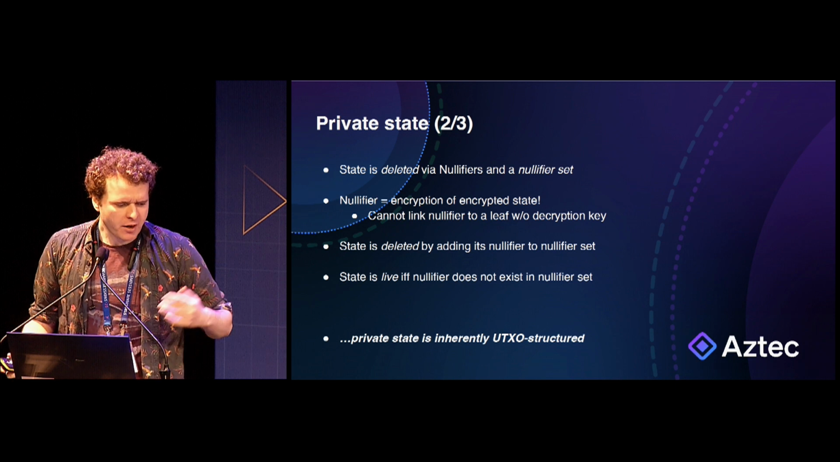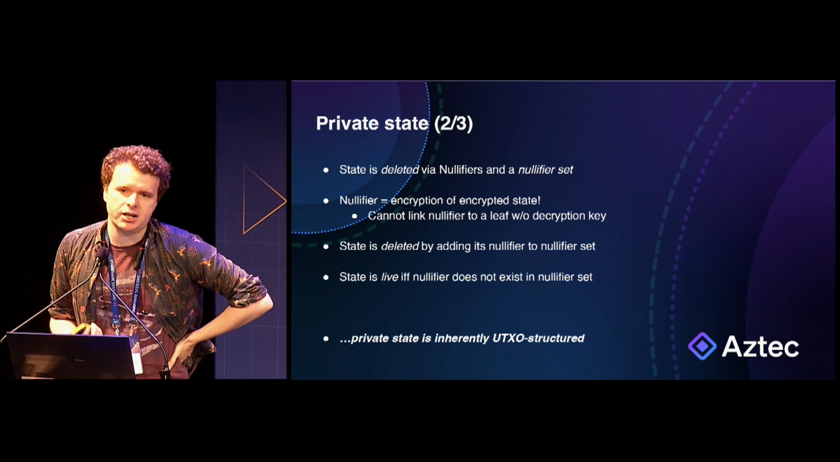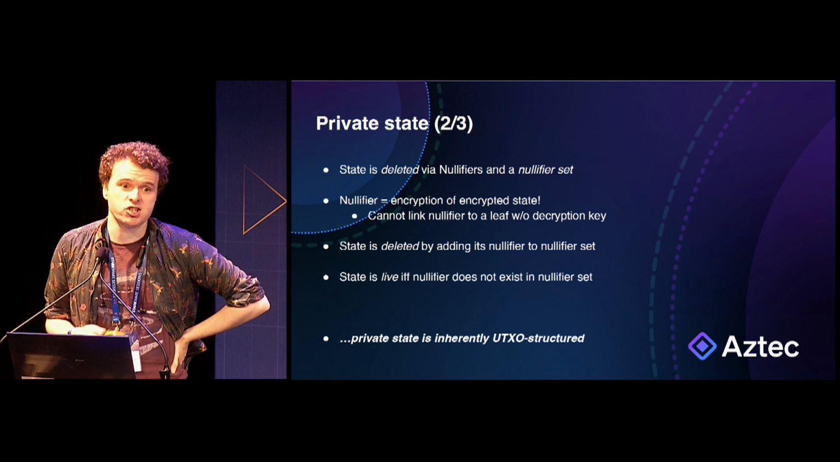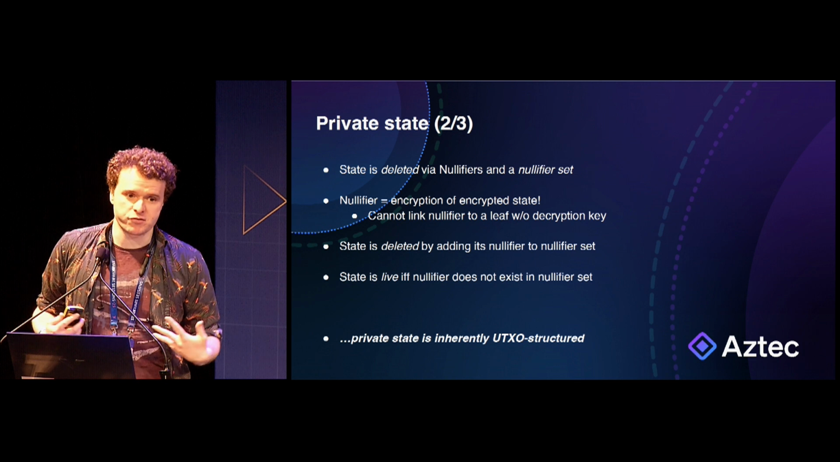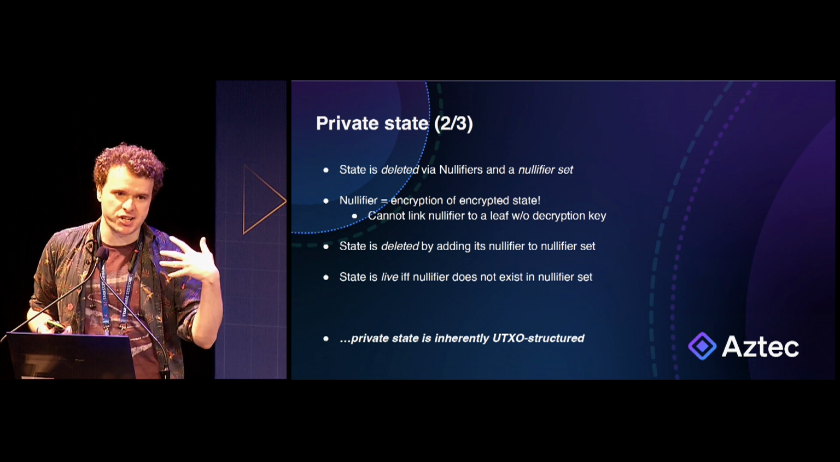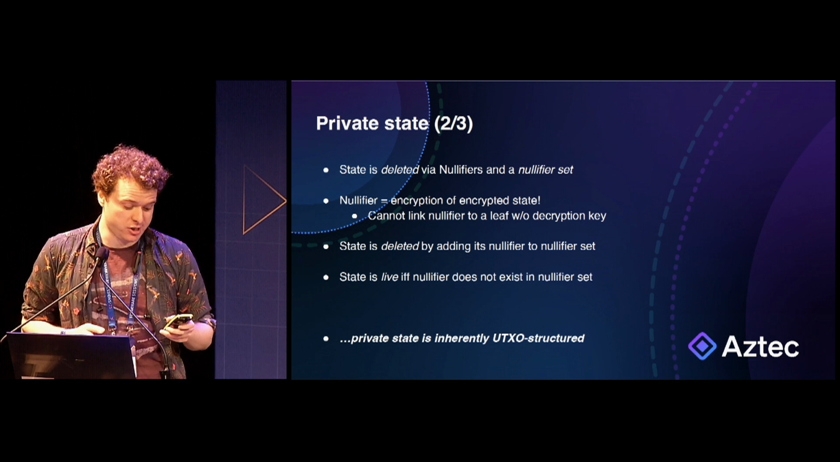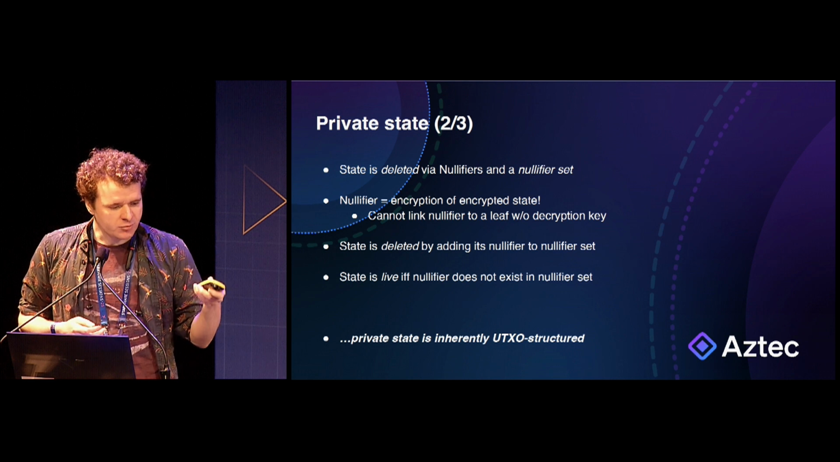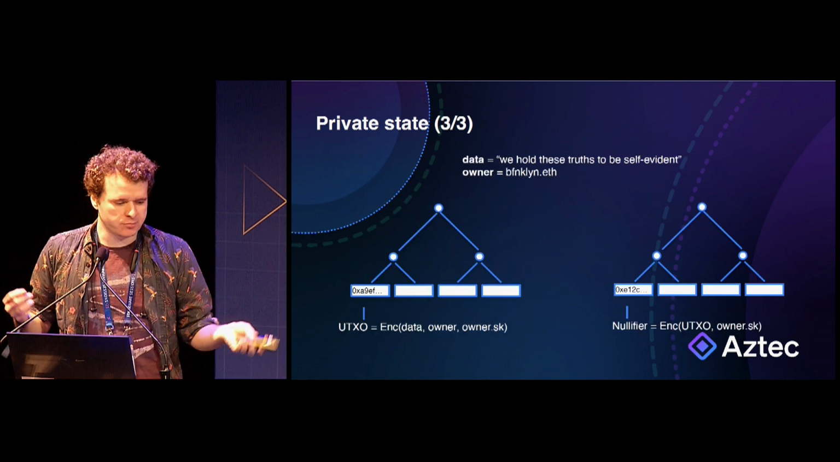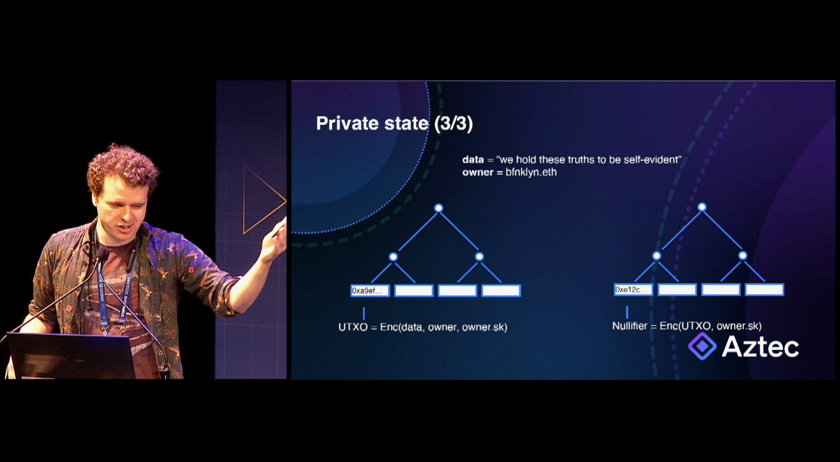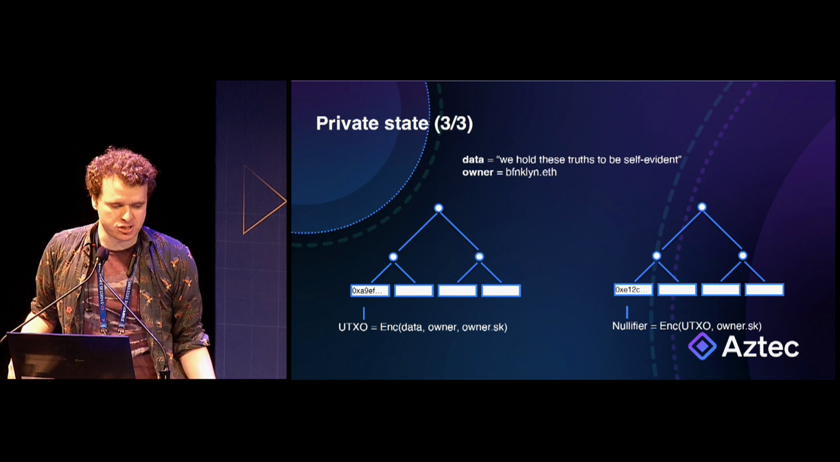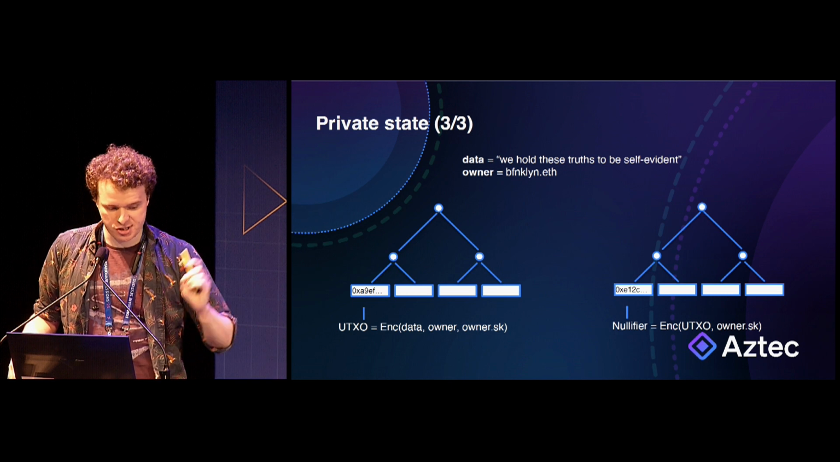And so basically, that kind of private state is intrinsically based around UTXOs, unspent transaction objects, the kind of data structure that Bitcoin uses. Because of this need for privacy, because account states, just the act of changing encrypted account state, leaks information. So some toy examples: if you have some data and an owner of that data, you'd encrypt that to make your UTXO in the state tree, and then you'd encrypt the UTXO to make the nullifier.